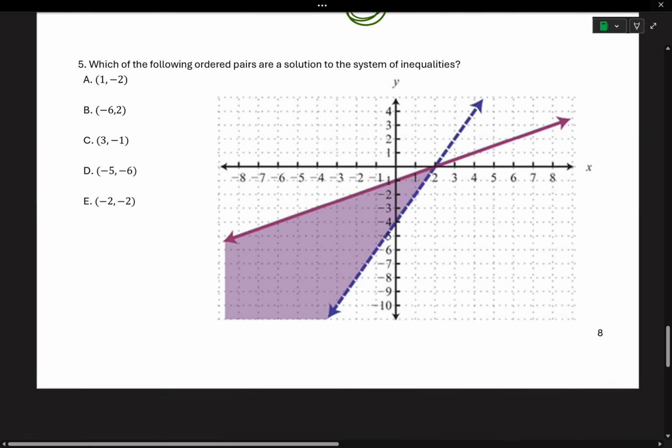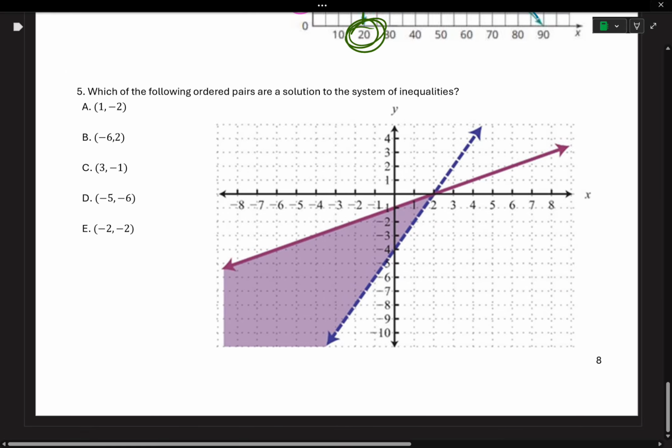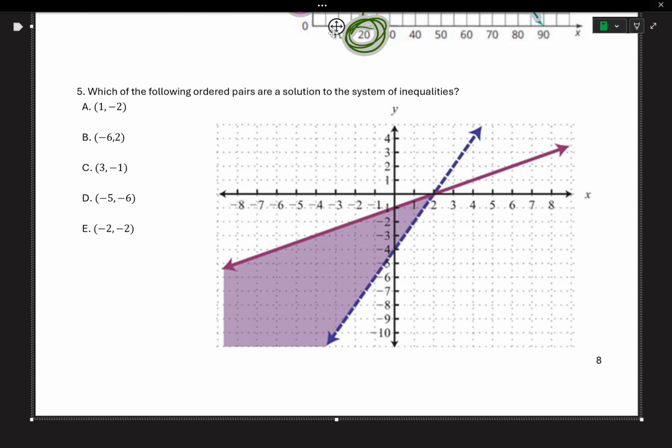Alright. In number 5, the very last one for this unit, what I'd like us to do is decide if these points are solutions to the system of inequalities. The solution to the system can only lay inside of that shaded area or on that solid border. So let's see. Letter A, 1, negative 2. That's on a dashed line. That's not an answer.